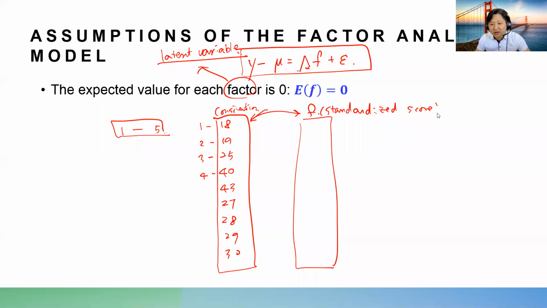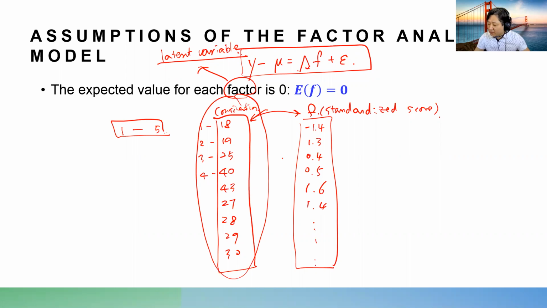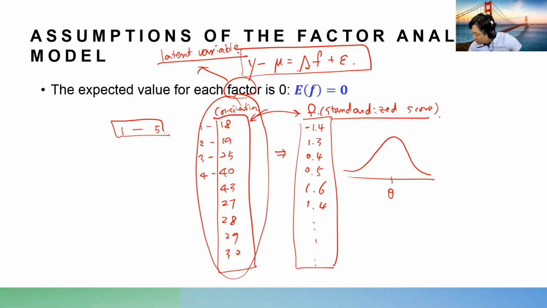Okay, so it will be like minus 1.4, 1.3, I don't know, 0.4, 0.5, 1.6. I just made it up, okay? Like this. So this is the observed score. But if we get factor scores from the latent trait modeling, the factor scores' mean is 0. Which means this is your data value, and the mean is 0.